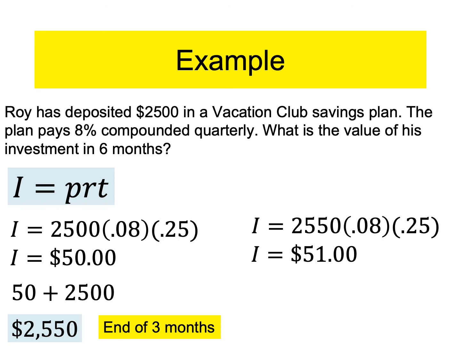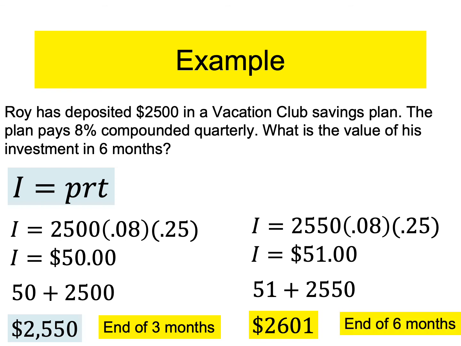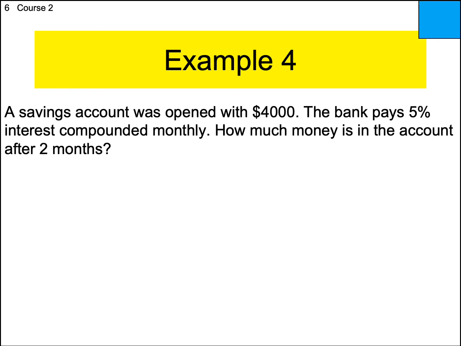Now you might say big deal, right? $1. But I do want to say that when interest is compounded not annually but quarterly or monthly or even daily, you wind up with more money. Okay, we add that to that, and we find out at the end of 6 months, he has 2,601. That's how it's done. Any questions? Last one, and we'll call it a day.